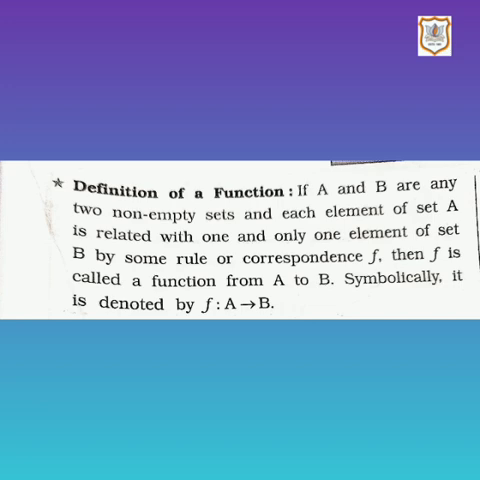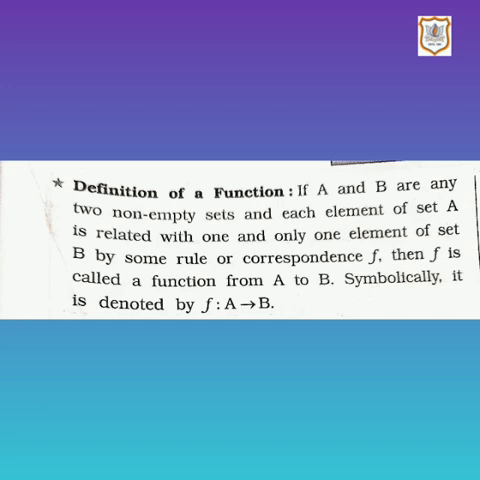Let's read it. If A and B are any two non-empty sets and each element of set A is related with one and only one element of set B by some rule or correspondence f, then f is called a function from A to B. Symbolically, it is denoted by f: A → B. That means a function is basically something that connects one set with another set in a particular way, either with some rule or any correspondence.